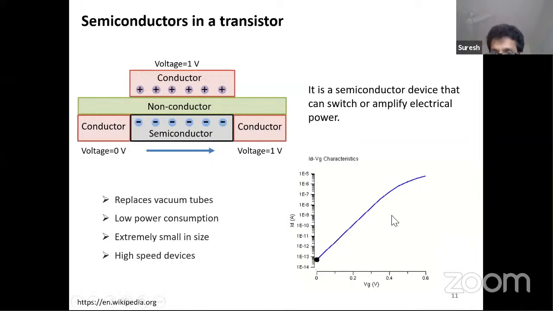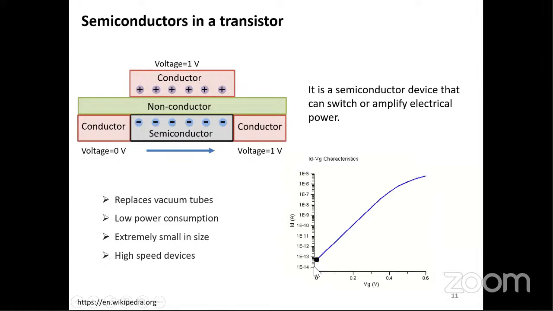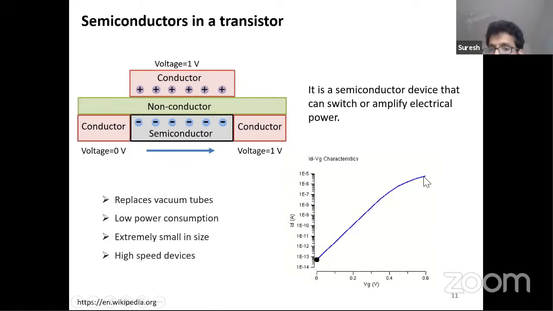And also you can see the graph here. This is the current versus voltage. It shows that the current is actually tuning from, let's say, significantly low current to significantly high current. You can have orders of magnitude change in the current. You can have 10^7, 10^8 orders of magnitude change in the current for the transistors.